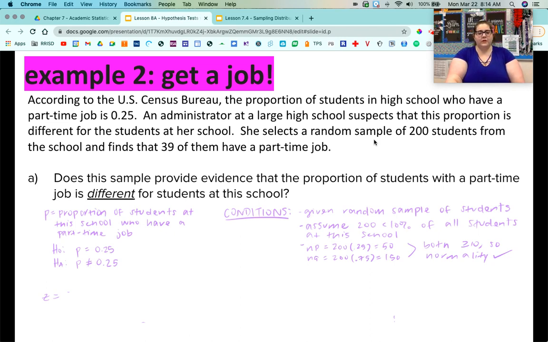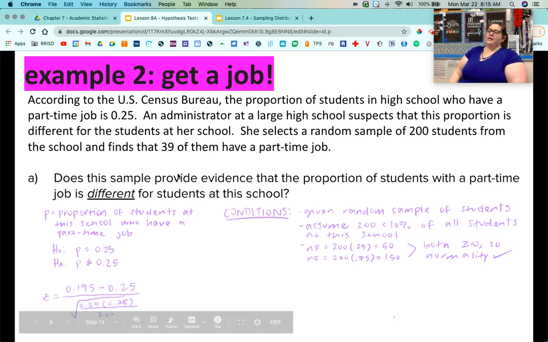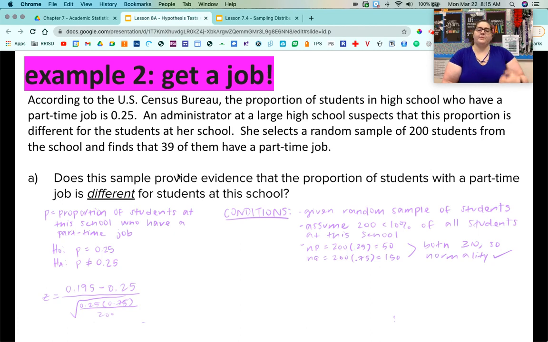So our z-score would be our sample proportion, which is 39 out of 200, which is 0.195. So 0.195 is the 39 out of 200 that we got from our sample, minus our mean, which would be the true proportion of 0.25, divided by our standard deviation, which would come from that formula, square root of p times 1 minus p over n. So square root of 0.25 times 0.75 over 200.